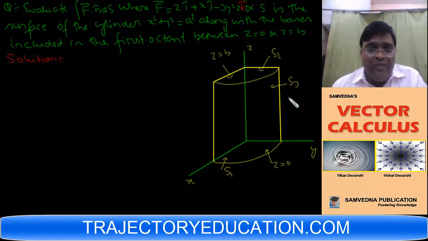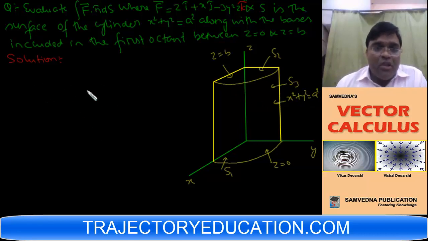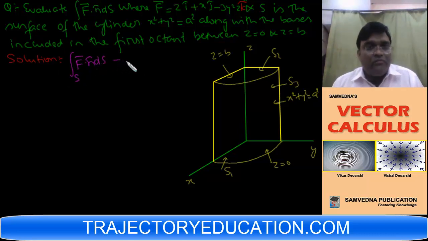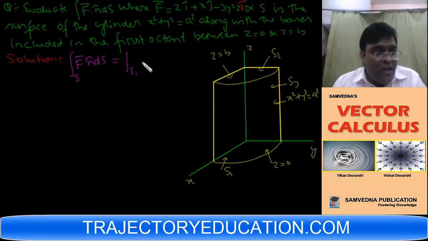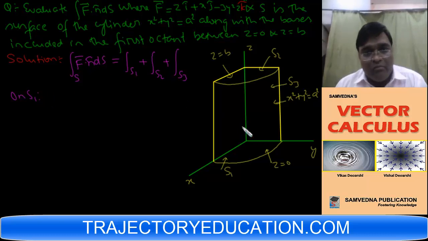This is z equal to b, and your S3 is x square plus y square equal to a square. Now we have to evaluate the surface integral of f dot n ds over S1, over S2, over S3. Now let me evaluate it one by one.